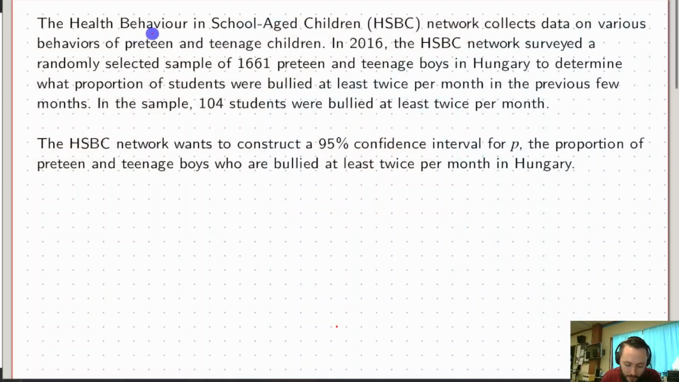The Health, Behavior, and School-Aged Children Network collects data on various behaviors of preteen and teenage children. In 2016, the HSBC network surveyed a randomly selected sample of 1,661 preteen and teenage boys in Hungary to determine what proportion of students were bullied at least twice per month in the previous few months. In the sample, 104 students were bullied at least twice per month. The HSBC network wants to construct a 95% confidence interval for p, the proportion of preteen and teenage boys who are bullied at least twice per month in Hungary.